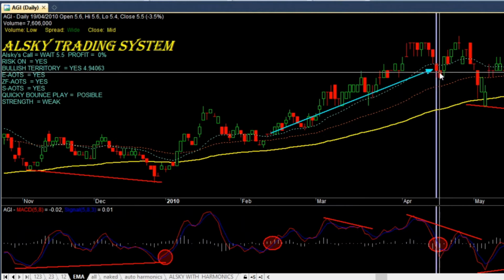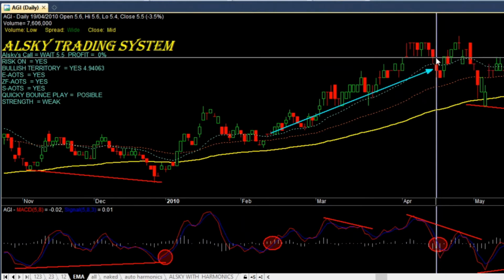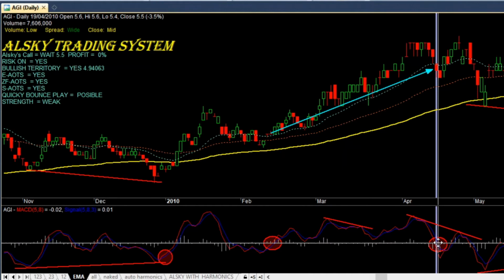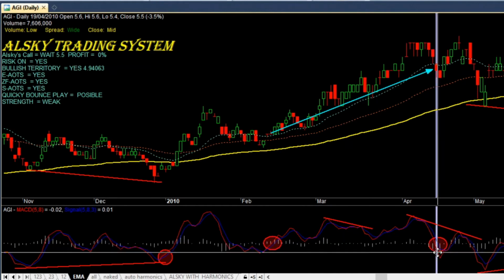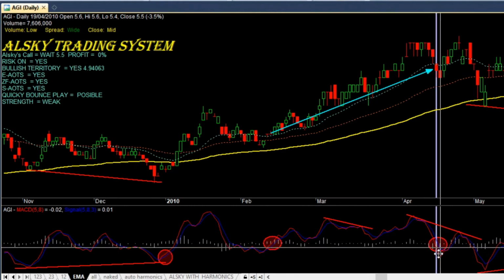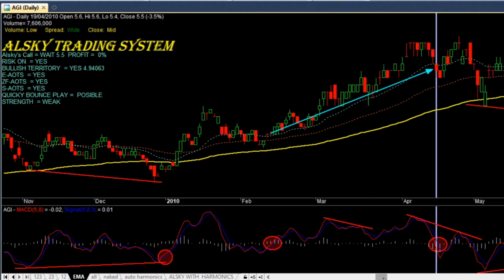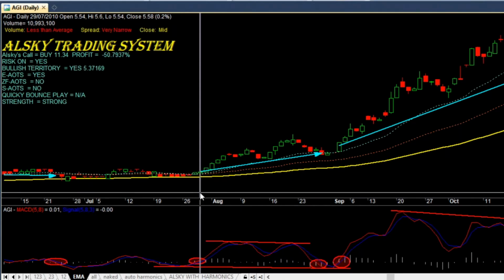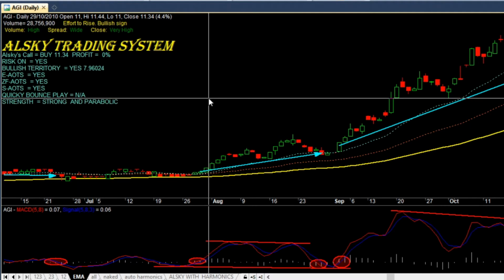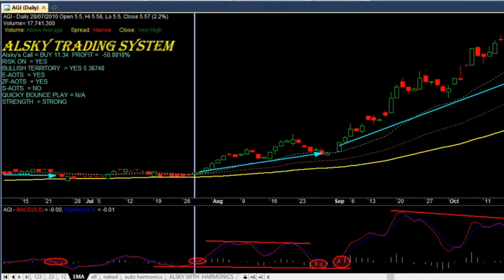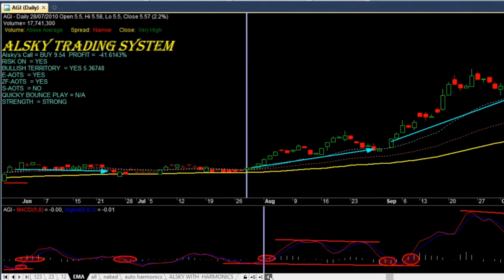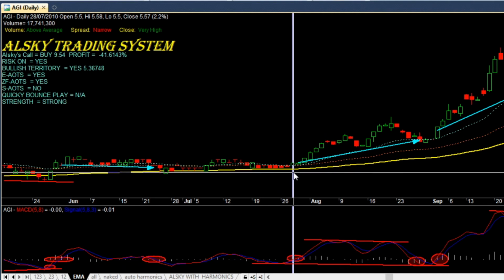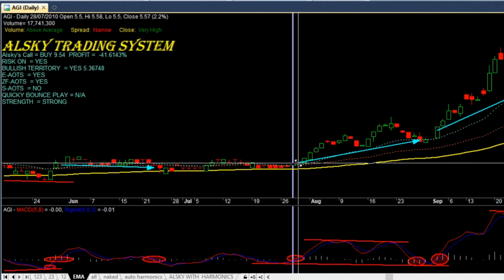So here, price goes below our 20 EMA and at the same time, our MACD goes below the zero line. So we have our sell signal here. Another signal, a price closing above 20 EMA. At the same time, our MACD crosses above the zero line. So we have a buy signal here.